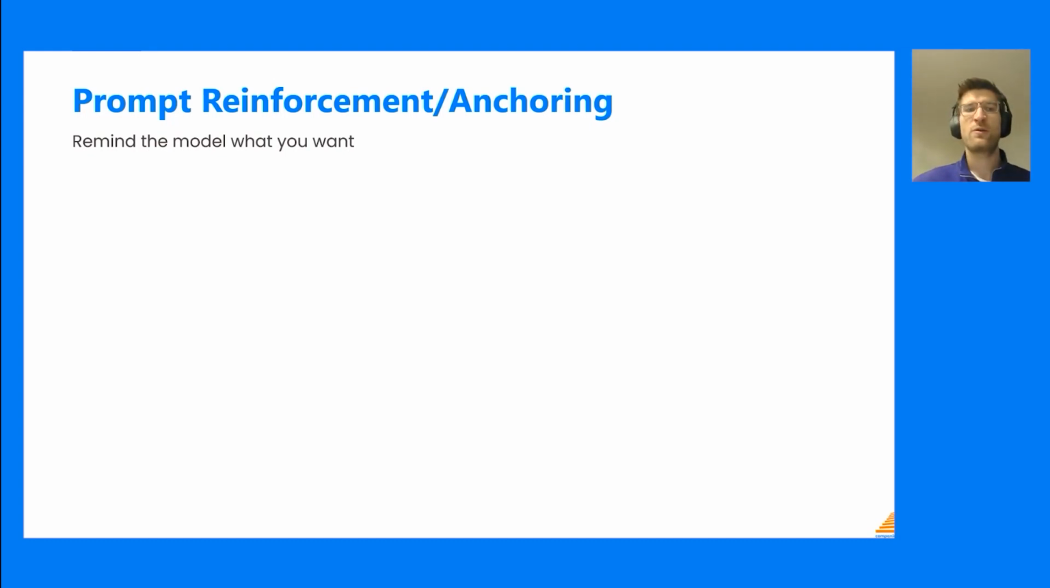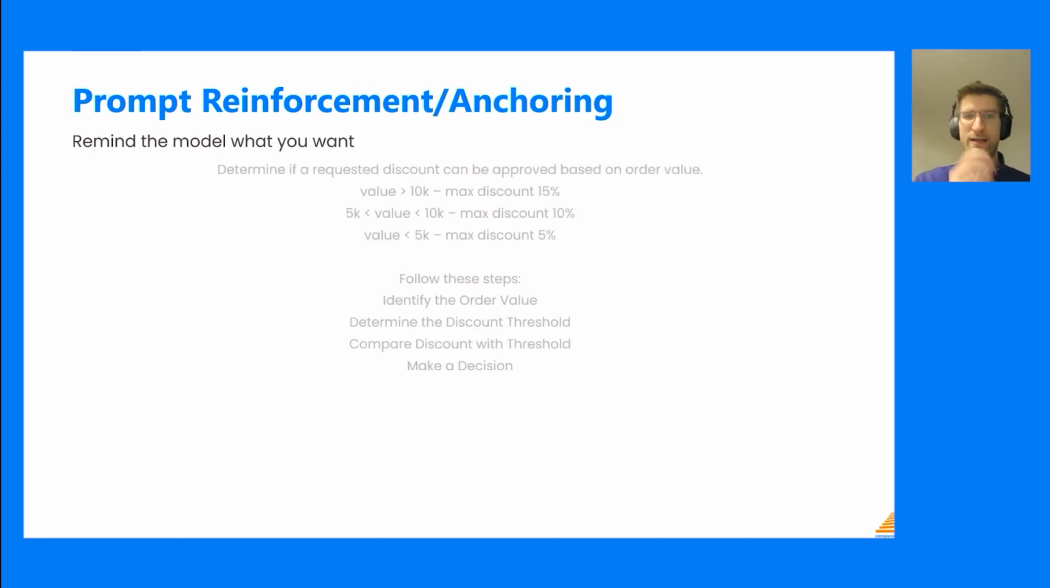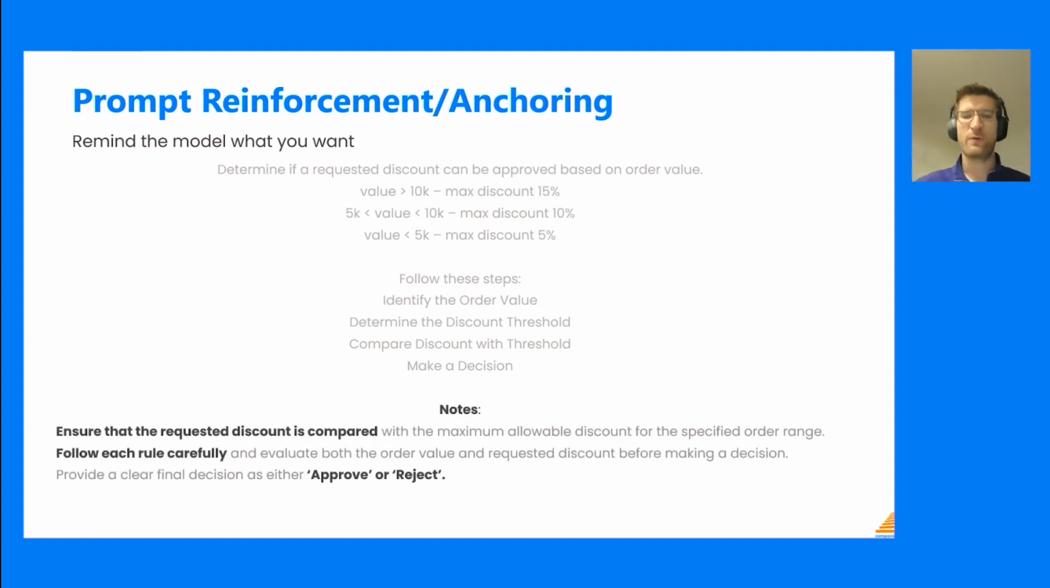In prompt reinforcement, we're reminding the model what we want. So instead of just saying, here's the matrix, here are the steps, at the very end, we are going to add a section with notes. What's the most important part here? Ensure that the requested discount is compared, follow each rule carefully, and only then approve or reject. And the same would apply to our junior colleague, right? We give them examples, we give them steps. But if on top of that, we also share with them, hey, just listen, these are the most important parts that you should look at, well, their chances of success are going to go up.